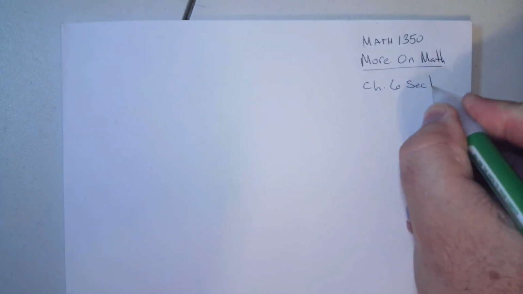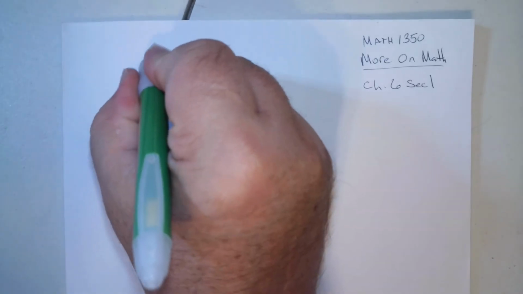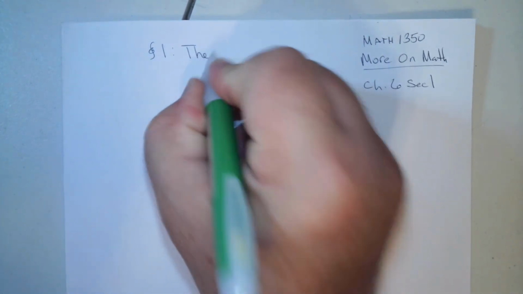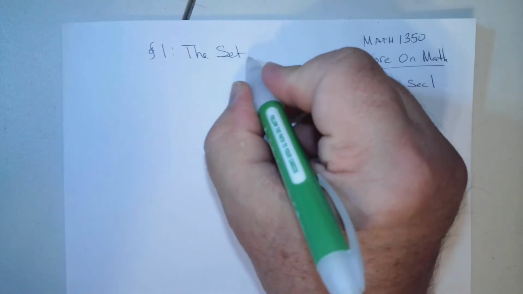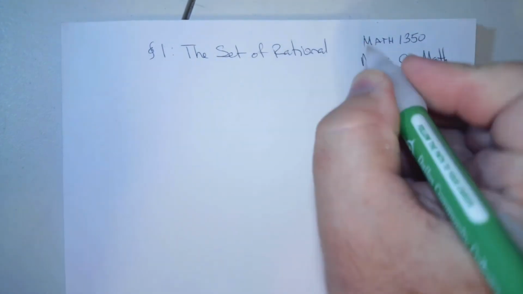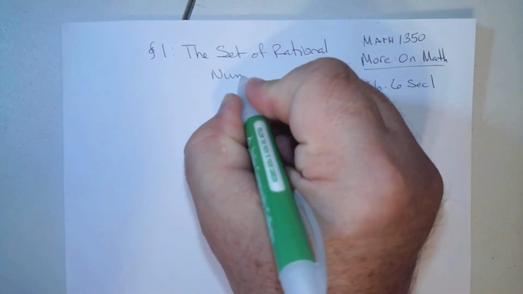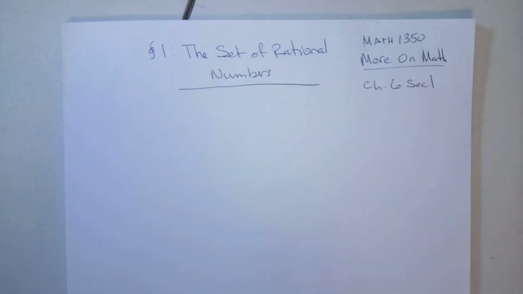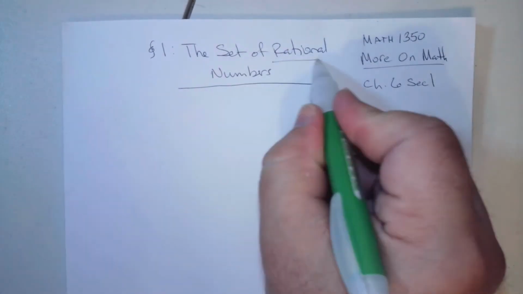Today's exciting lecture topic will be Chapter 6, Section 1. Section 1 deals with the set of rational numbers. Rational numbers.